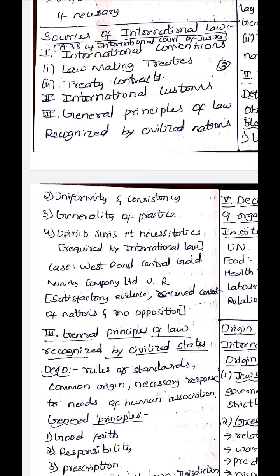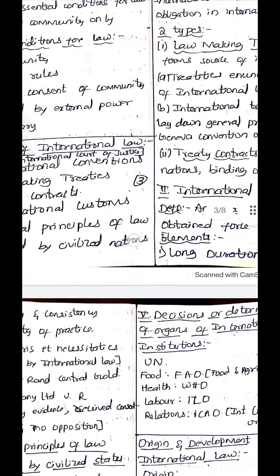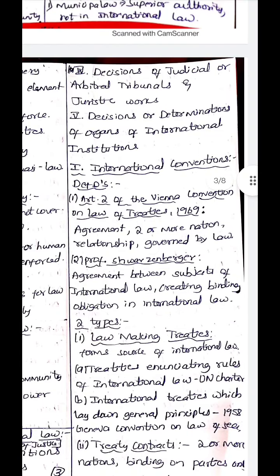The next concept in public international law, first unit, is sources of international law. Article 38 of the International Court of Justice Statute has given 5 sources in total. The first is international conventions, then lawmaking treaties, treaty contracts, international customs, general principles of law recognized by civilized nations, and decisions of judicial or arbitral tribunals and juristic works, and decisions or determinations of organs of international institutions. So we will see one by one.